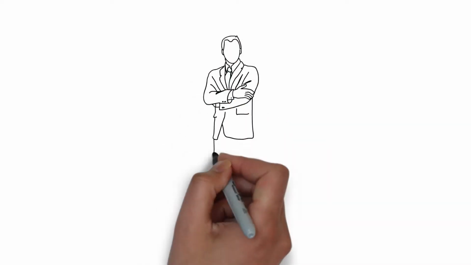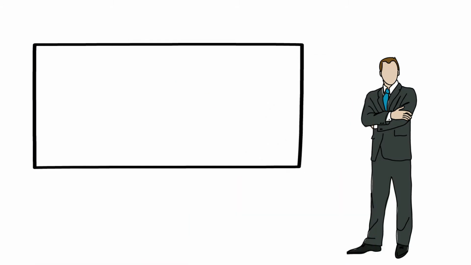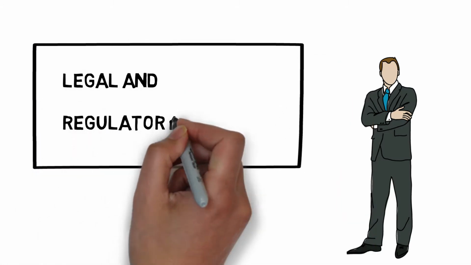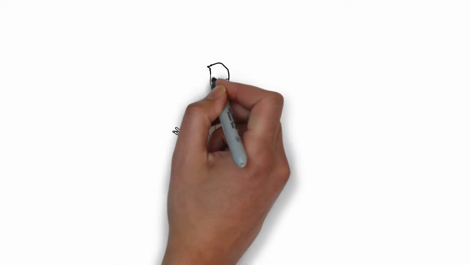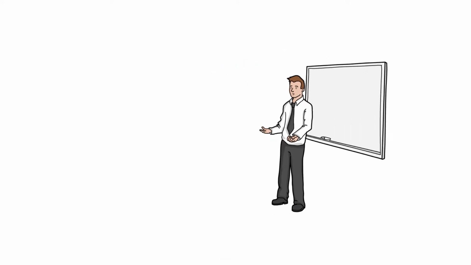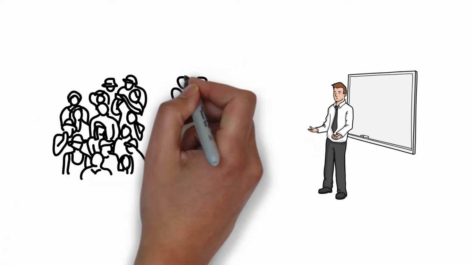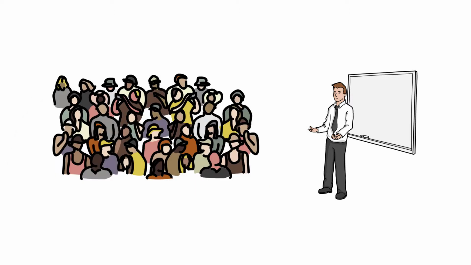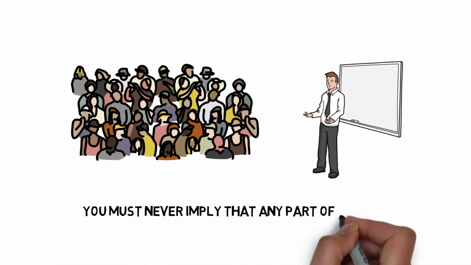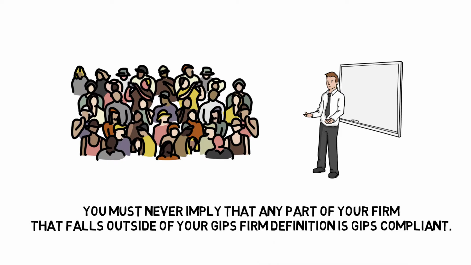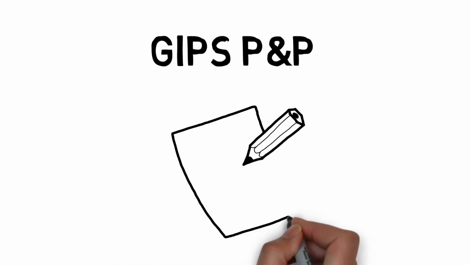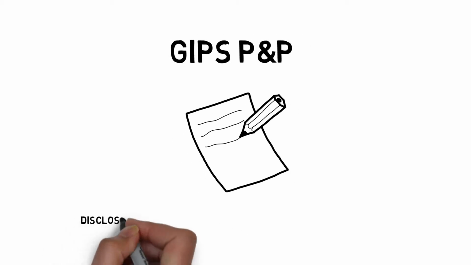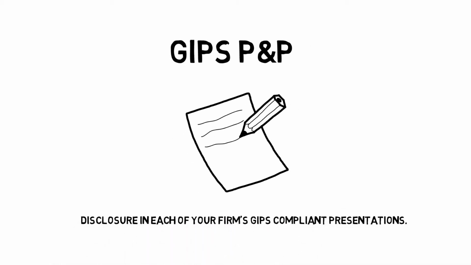Most small and mid-size investment managers define their firm for GIPS purposes the same as they are defined for legal and regulatory purposes. If you choose to define your firm more narrowly than the legal entity, it is important to ensure that you will be able to clearly and consistently hold yourself out to the public based on this narrower definition. Most importantly, you must never imply that any part of your firm that falls outside of your GIPS firm definition is GIPS compliant. Your GIPS P&P must include a written definition of your firm. This definition will then be provided as a disclosure in each of your firm's GIPS compliant presentations.